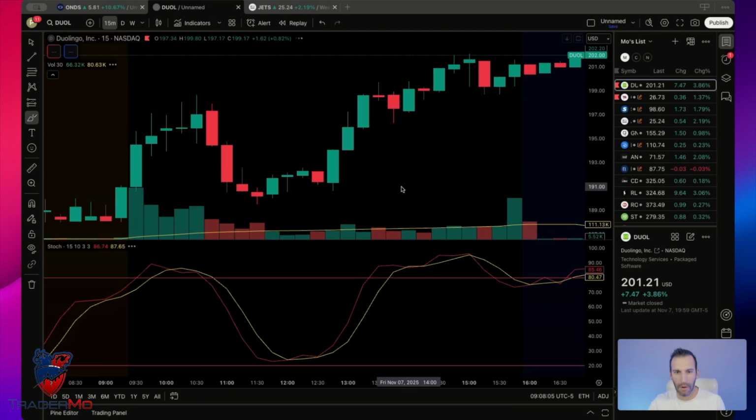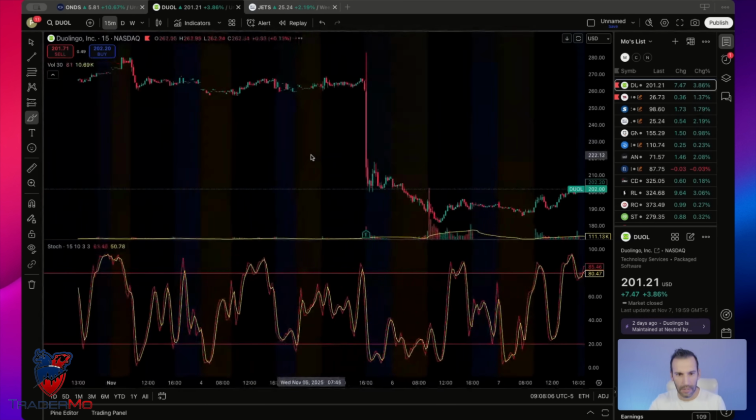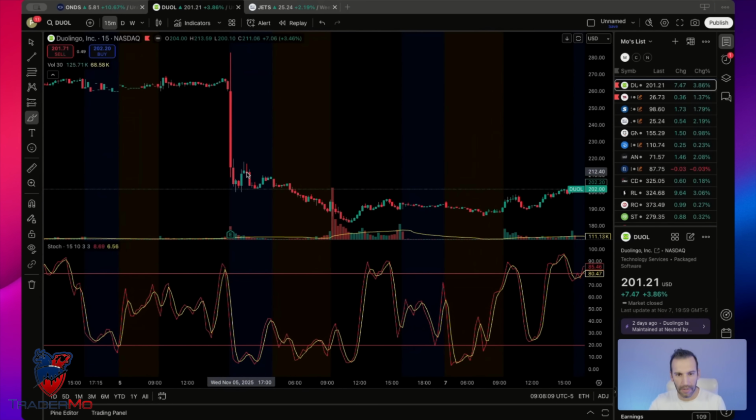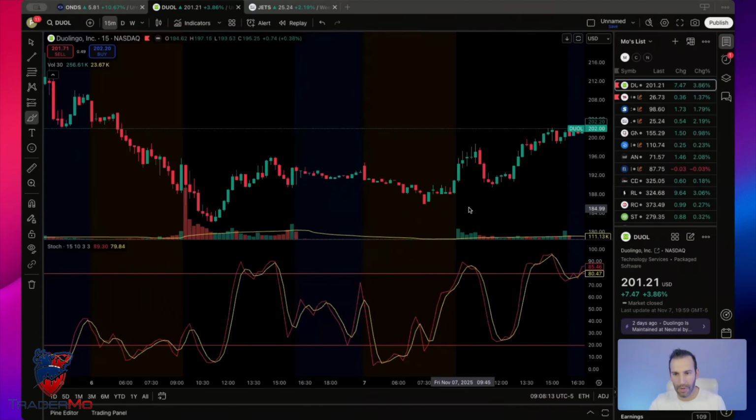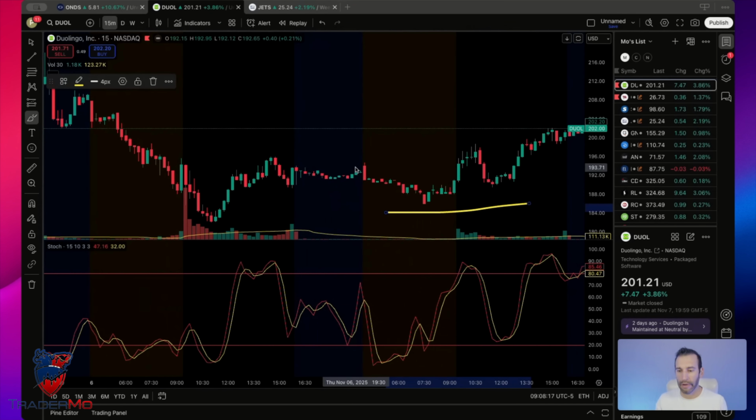If you go and look at Duolingo, look at this. Earnings happened. It dropped like 30-some%, but we don't know where that's going to happen. We don't know where the rebound is going to happen. But in real time, we can say, oh, go and look at Plug Power. This thing's moving right now. Go and look at Tesla. This thing's moving right now. So the Patreon community is a great place to be.